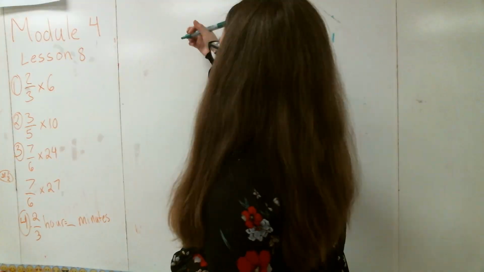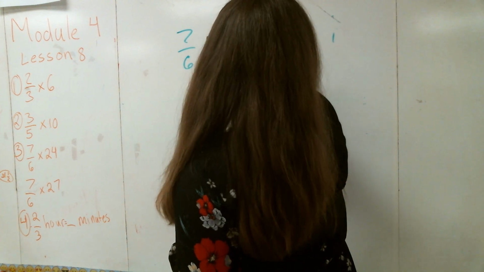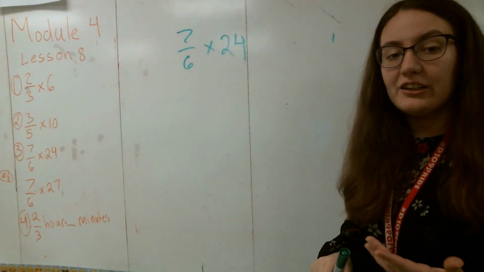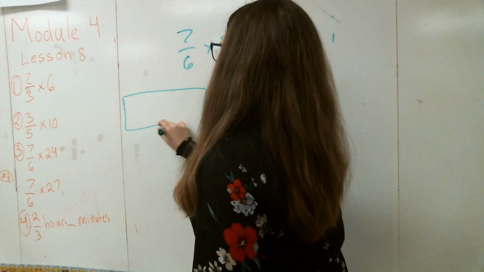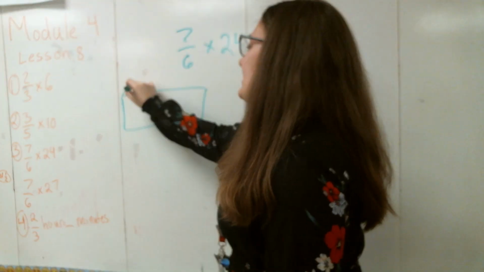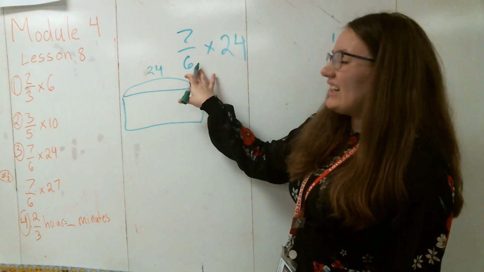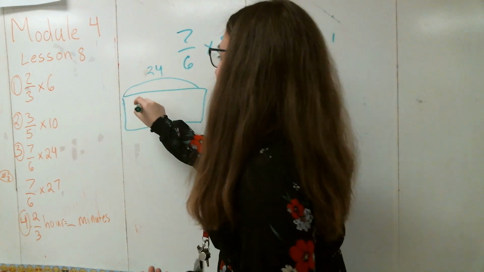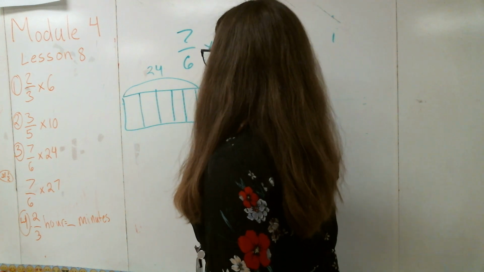So I'm going to start with this first problem, 7 times 24 over 6. When I look at this problem, I could try to do a tape diagram, but I'm going to run into a problem because I could label this thing as 24. I could do that. But then I could divide it into 6. So I do all of this and divide it into 6.